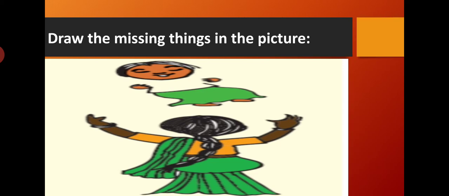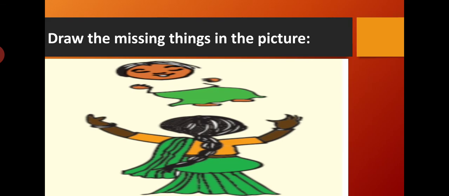You can see in this slide a picture is there, but some things are missing in the picture. You have to draw by your own imagination. अपने imagination से आप जो things missing हैं इस picture में, those things you have to draw in the picture. So this exercise you have to do in the book itself.